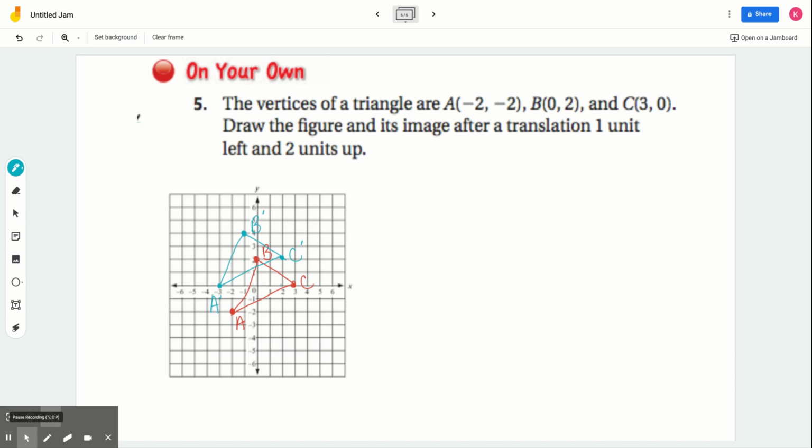You can now see that the image has been labeled with the vertices A prime, B prime, and C prime. It appears to be the same size and shape as the original figure. Each vertex has been translated 1 unit left and 2 units up. If you happen to struggle with ordered pairs or coordinate graphing, it might help you by writing the ordered pairs for the final image as well.